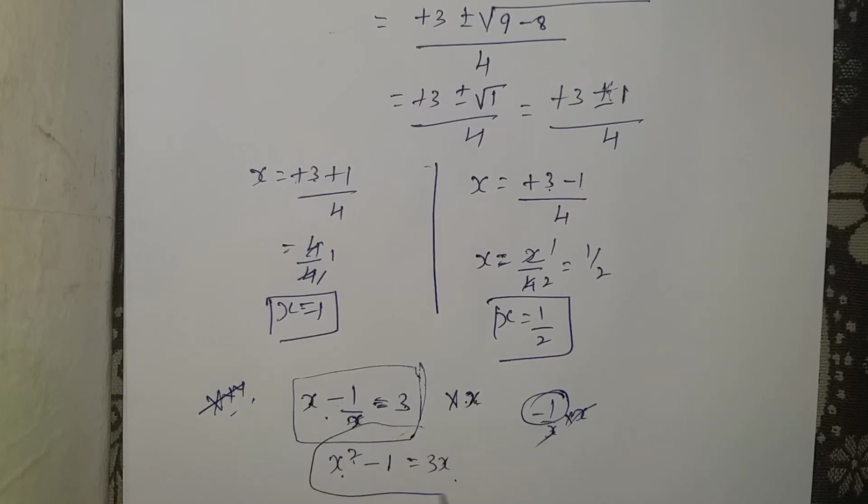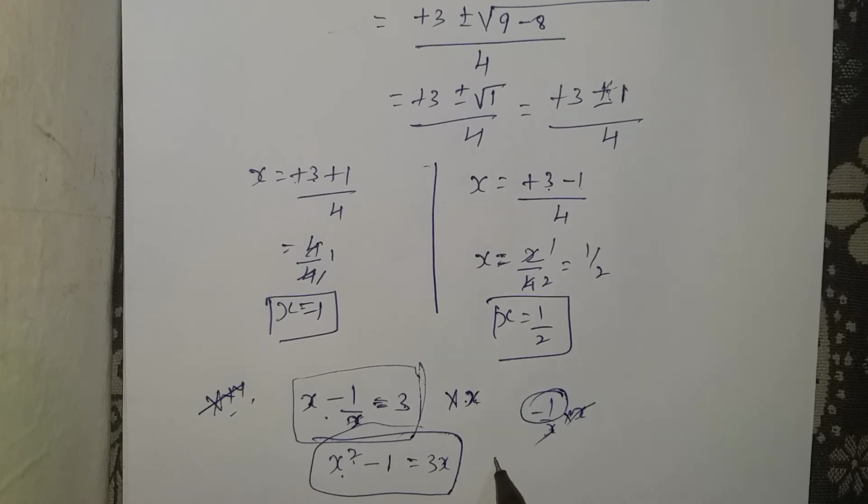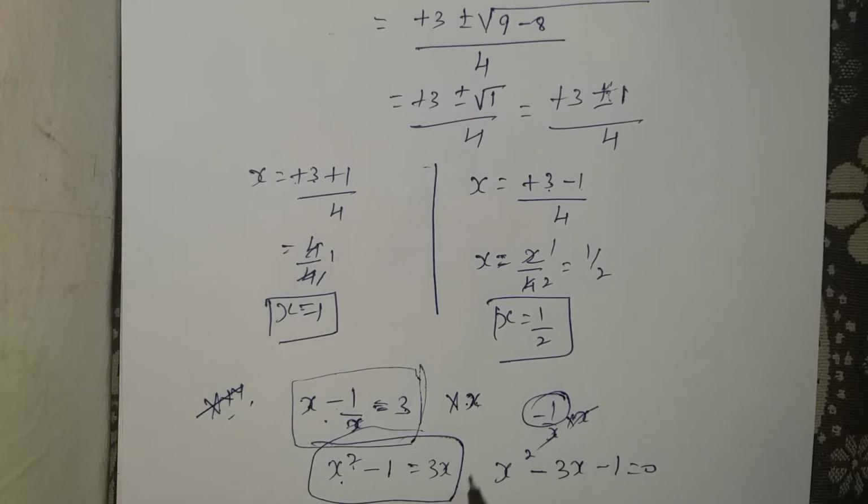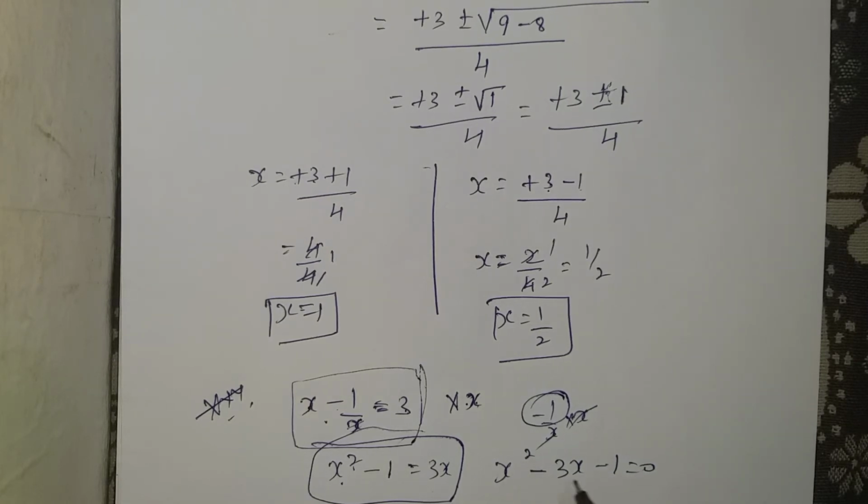So next you arrange this full equation. If you arrange, you will get x square minus 3x minus 1 is equal to 0. Whatever 3x is there, I've sent from RHS to LHS. So when it moves from RHS to LHS, it will be a negative sign. So it will change the sign. So x square minus 3x minus 1.